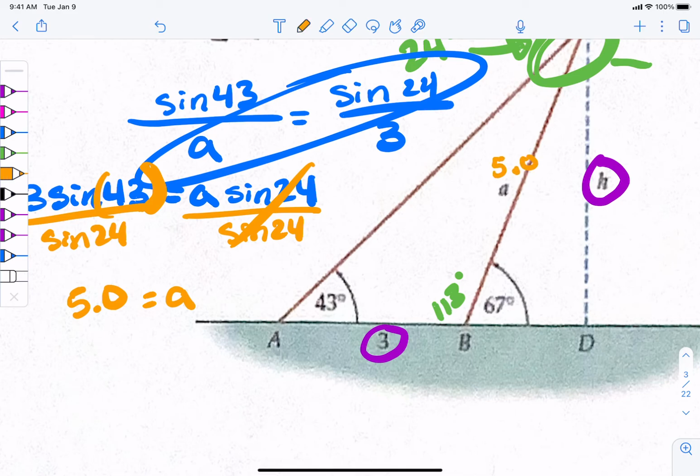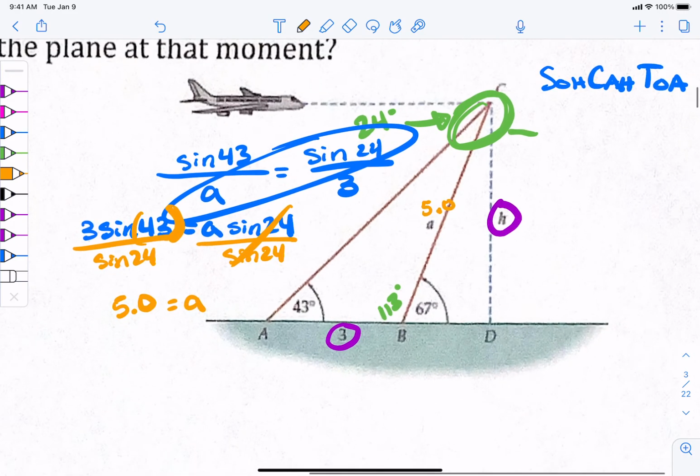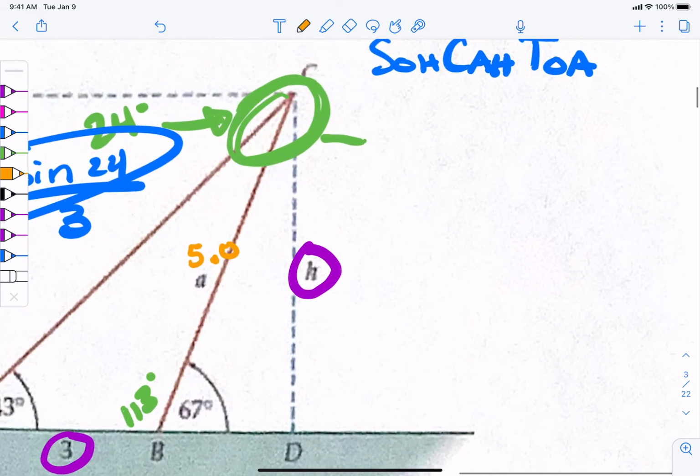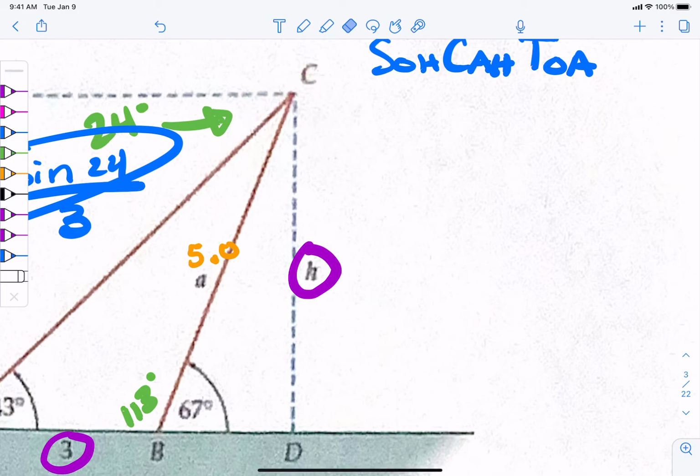Nope, we got to solve for H, right? We have to solve for H? Okay, so now, what do we do now? Do we remember? Now we do the next one. Now we can use SOHCAHTOA. How do we get away with using SOHCAHTOA and not the law of sines? Because it's the right triangle.